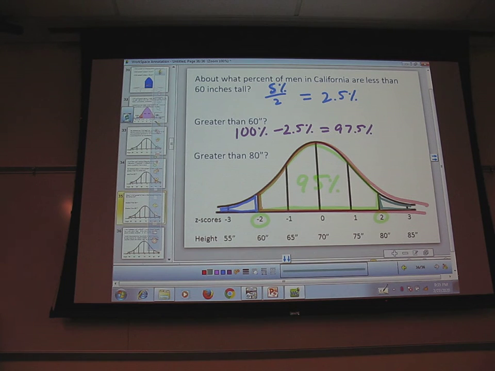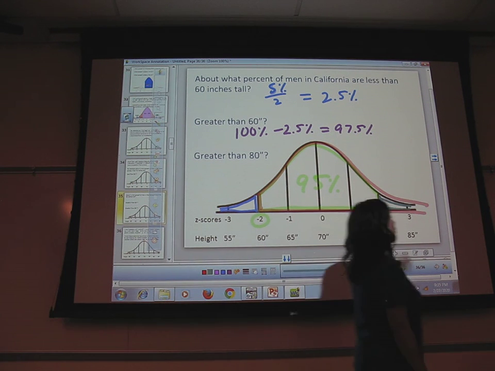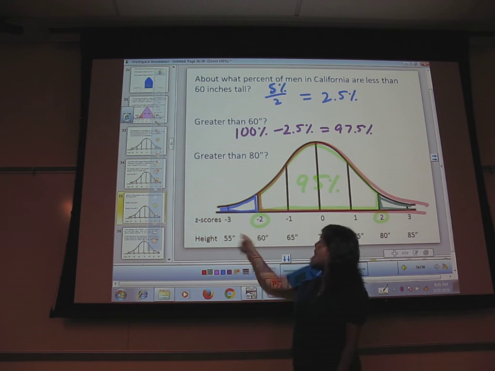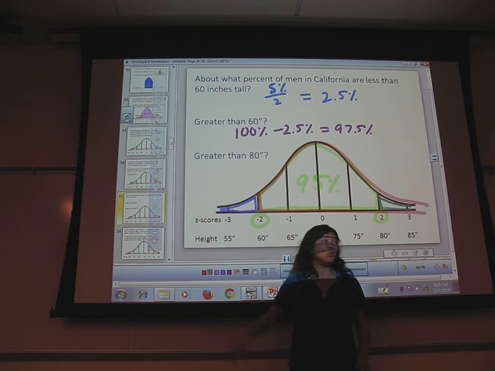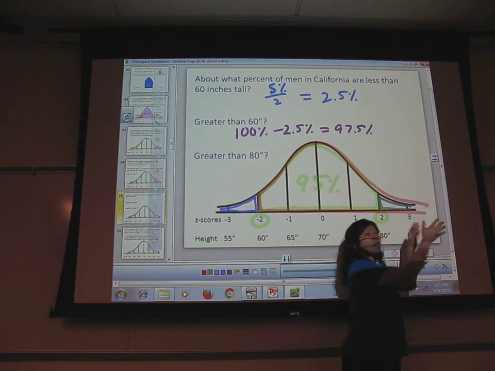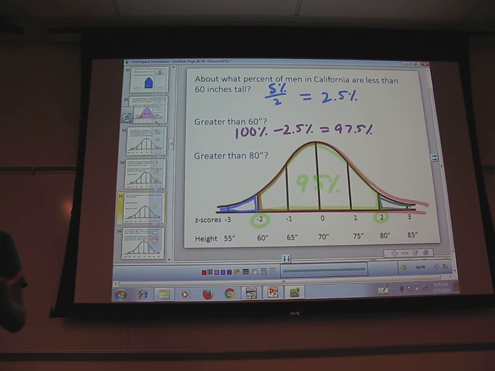Zeros inside, so if you lose a decimal. Who knows? Who thinks they have an idea? What is it? Yeah, 2.5. Why? Because it's the opposite of this one. This same shape. Less than -2 is the same as greater than +2. It's symmetric. Do you guys see that one? So take advantage of the fact that these normal distributions are symmetric. It's going to be useful for you as you do problems and things like that.